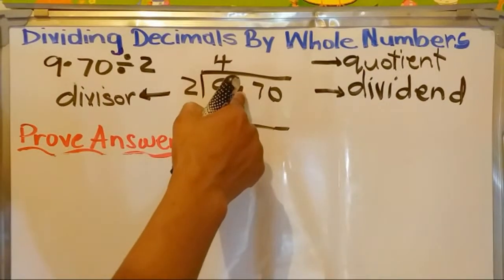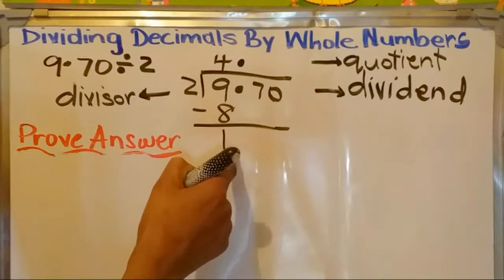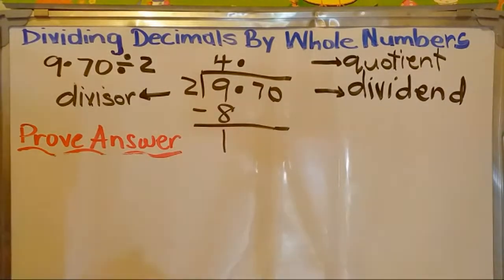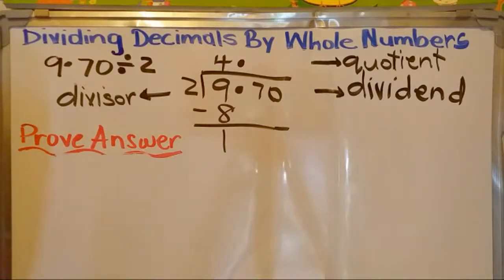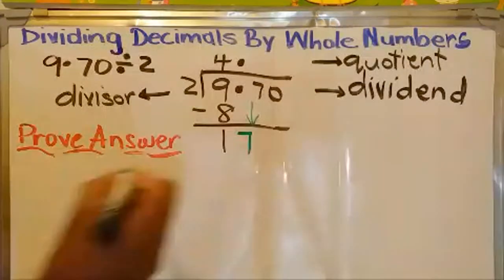The next thing is that you're going to check to see what is next in line. And of course, you have a decimal place. So you're going to put your decimal place. Why? Because you can't get a group of 2's from 1. All right? So the next thing you're going to do is bring down the next digit that is in line, which is a 7.